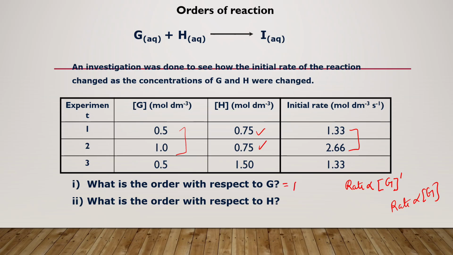Now, if we compare experiments 1 and 3, we find that the concentration of G was kept the same, but the concentration of H was doubled, and we see that it had no impact on the initial rate. So the conclusion that can be deduced is that rate here is not dependent on the concentration of H. In other words, the order of the reaction with respect to H is 0.